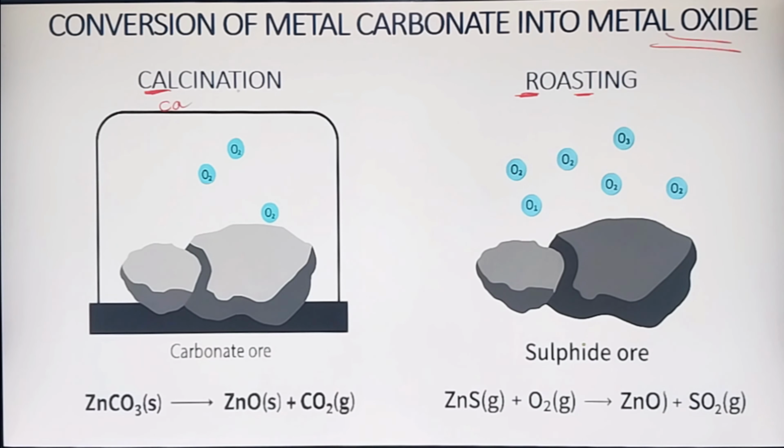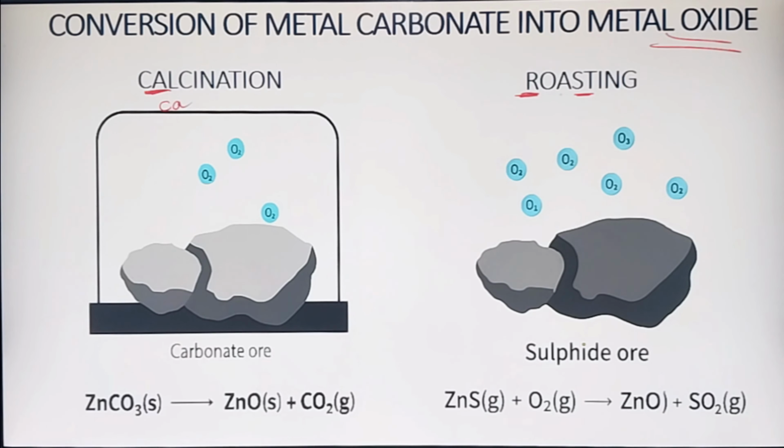So if they ask you in the exam, what are the two ways of converting a metal to its oxide? The two ways of adding oxygen to the metallic compound are roasting and calcination. Now if you have a look, there are 2 points of difference between roasting and calcination.